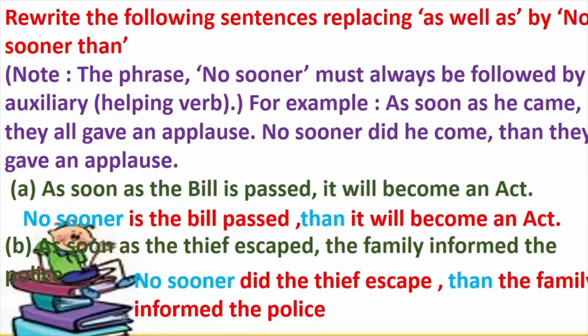So see here, we have a note here which I did not read in the beginning, but now I would like to read it. The phrase "no sooner" must always be followed by an auxiliary verb, they have said. So see, have we done it? Yes, we have. No sooner is the bill passed. No sooner did the thief escape. Okay, so we have used auxiliary words over here.